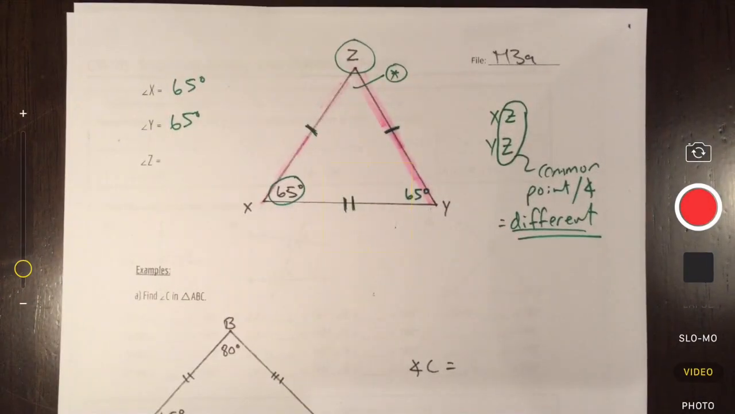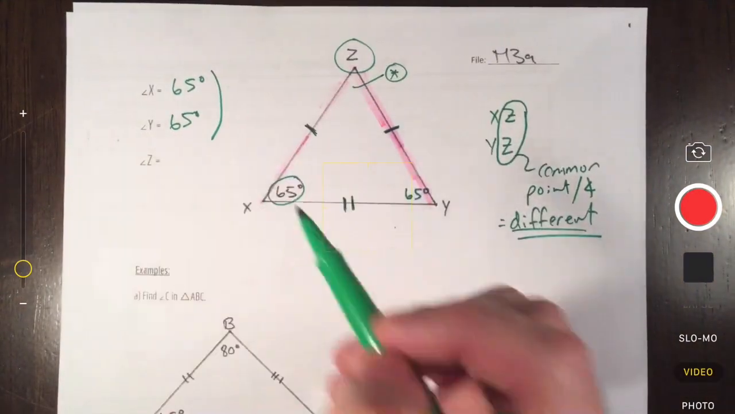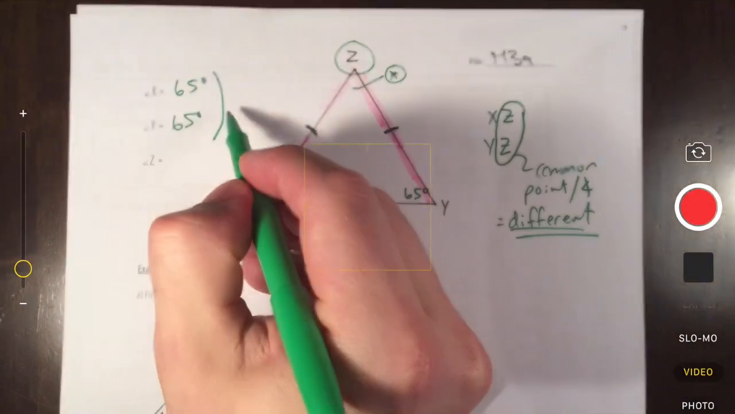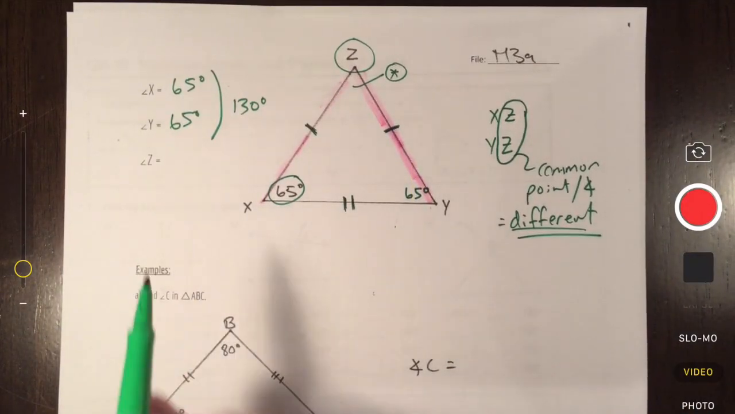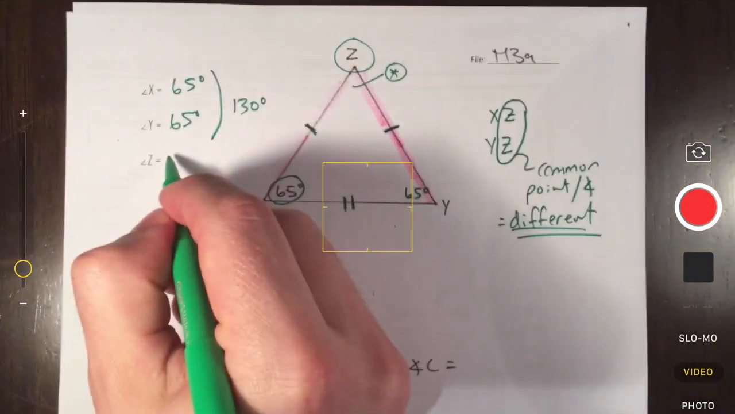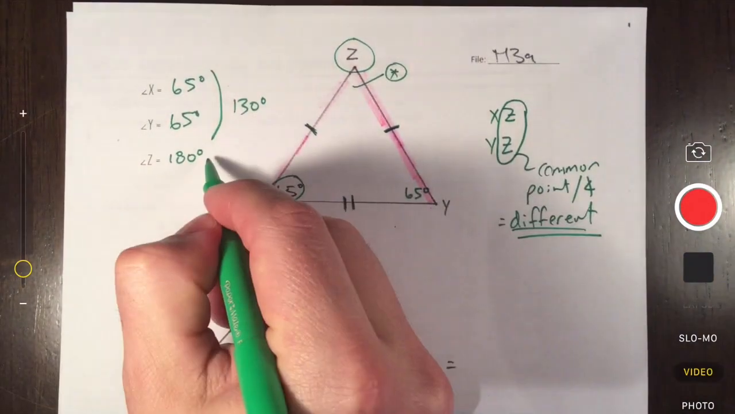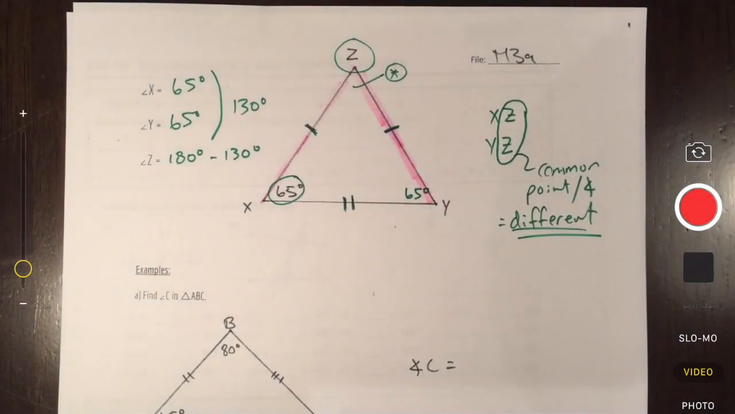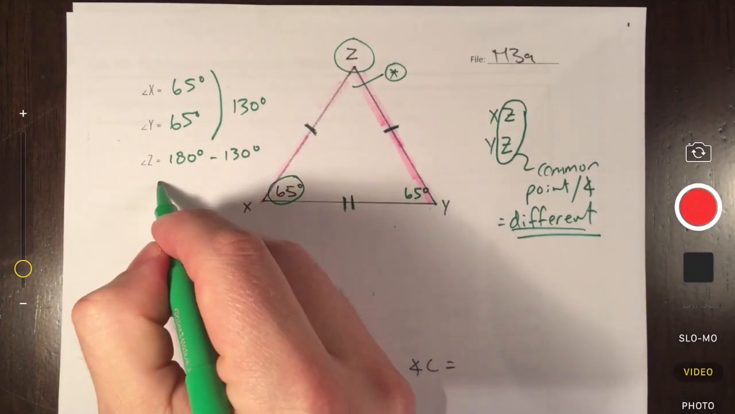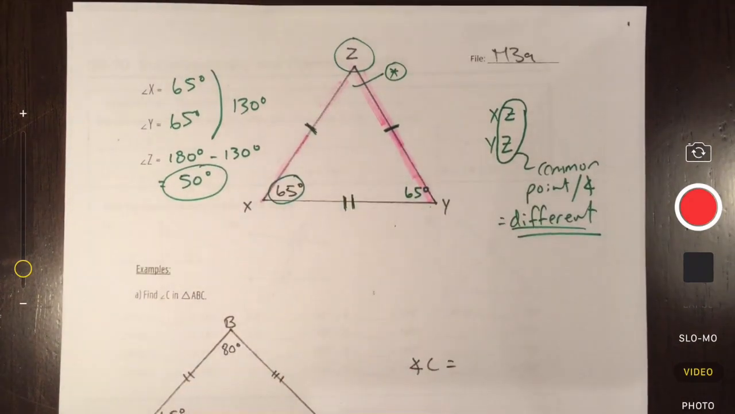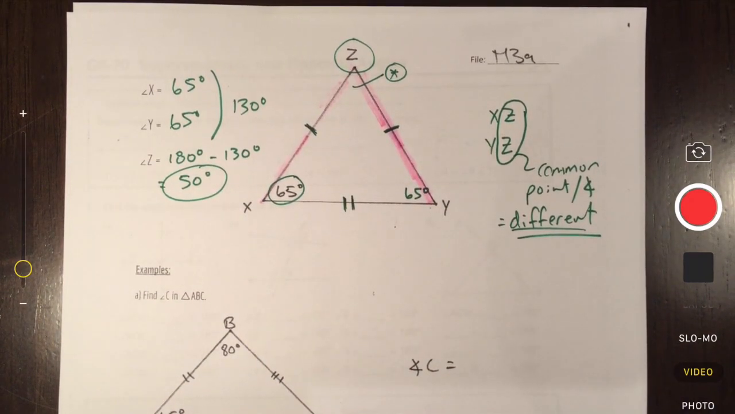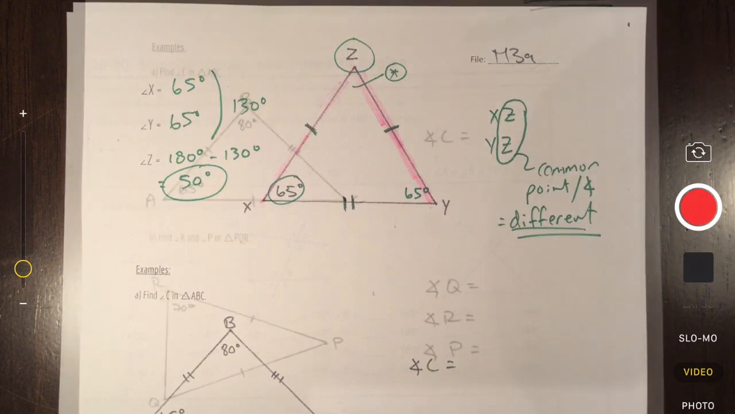And in order to calculate the measurement for angle Z, I can just add my two known angles together. That's going to give me a total of 130 degrees. And then to figure out the measurement for angle Z, I can take the 180 degrees in my triangle, subtract the 130 degrees that are already taken up, and that's going to be a remaining measurement of 50 degrees. Take a moment and figure out the questions on the bottom of your page on your own.